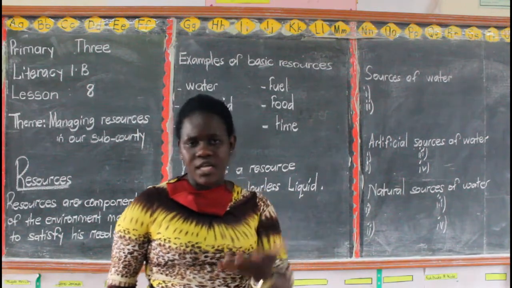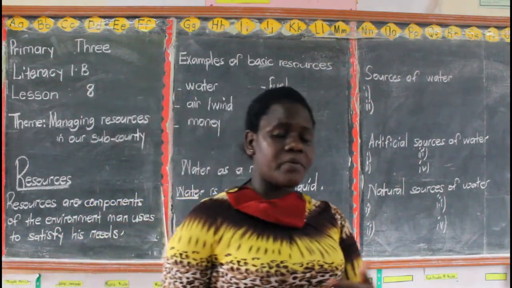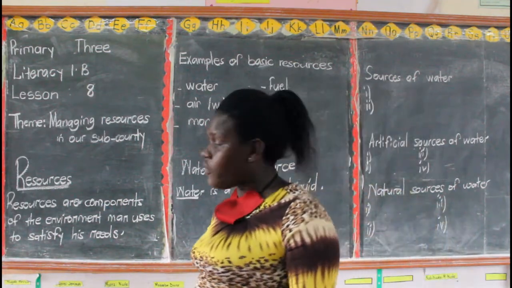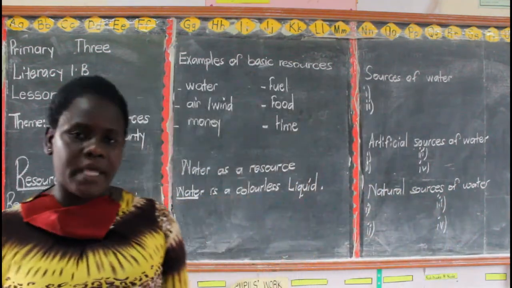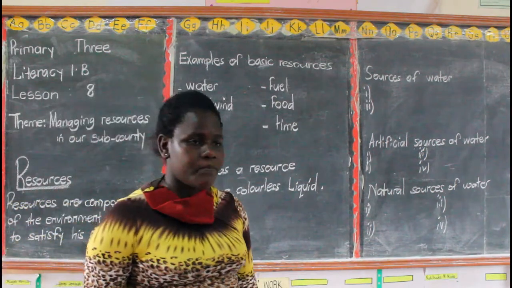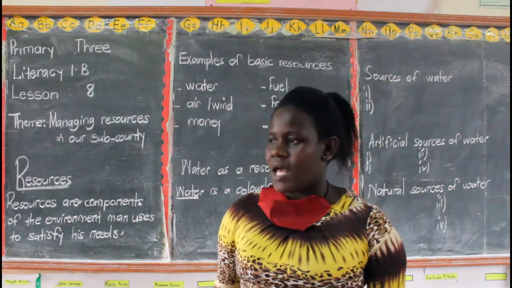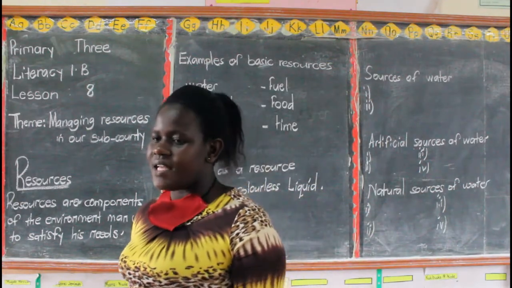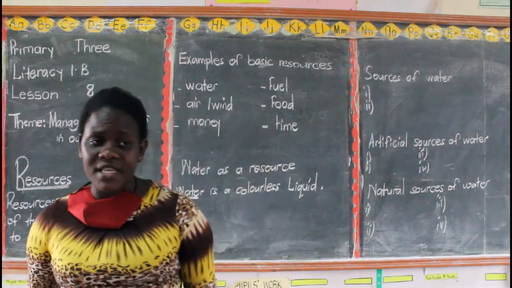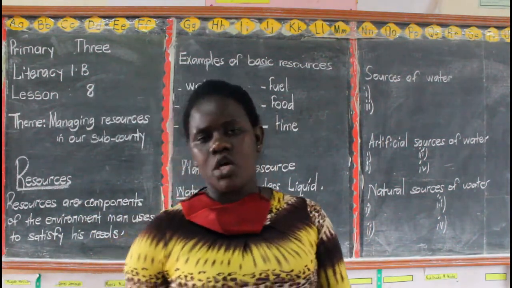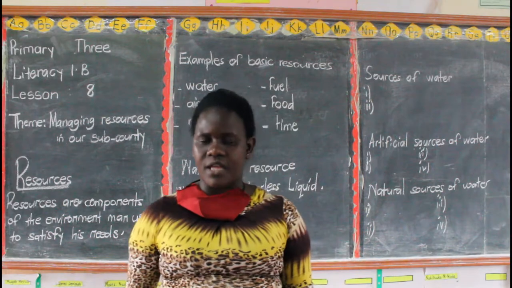Previously we have been talking about social services. Briefly, let us first of all revise social services before we go to another topic. Are we together, children? We have been talking about social services, examples of social services, and we went ahead and talked about each social service. Are we there, children?